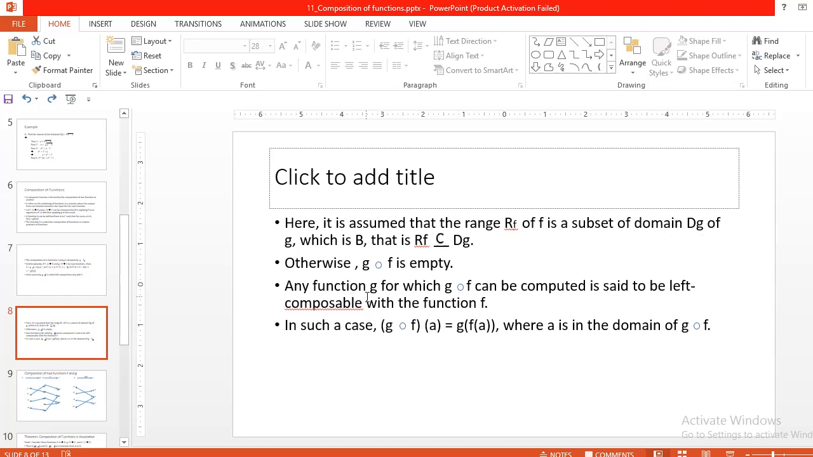So any function G for which G composition F can be computed is said to be left composable with the function F. And in such a case we can say that G composition F of a is equal to G of F of a, where a is in the domain of G composition F.